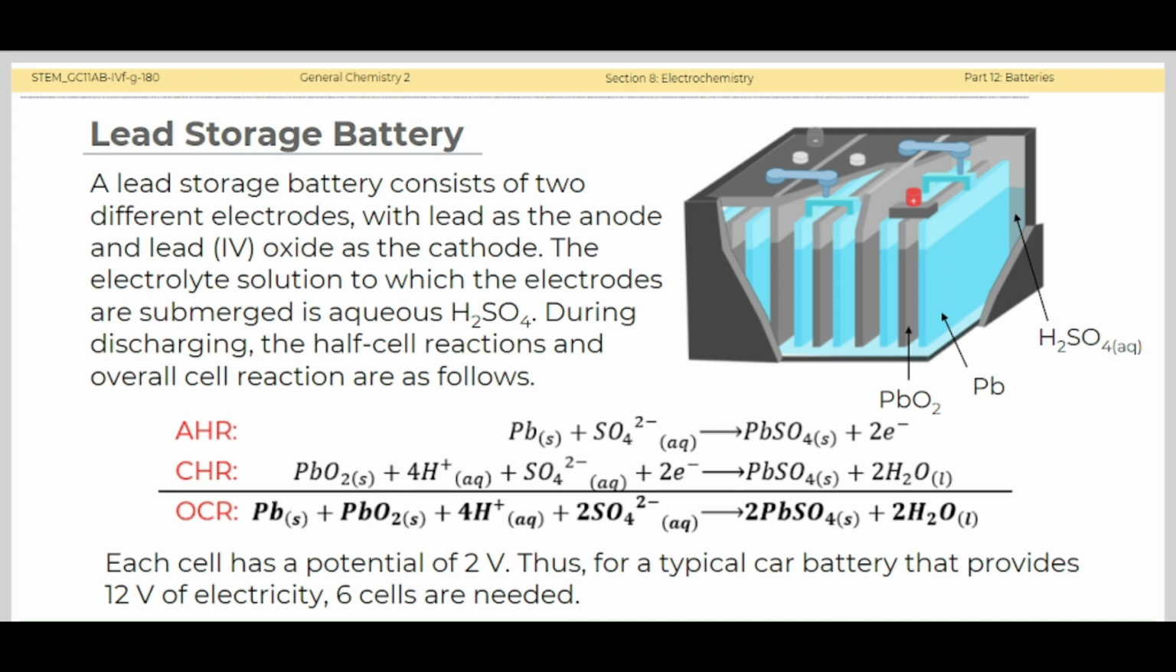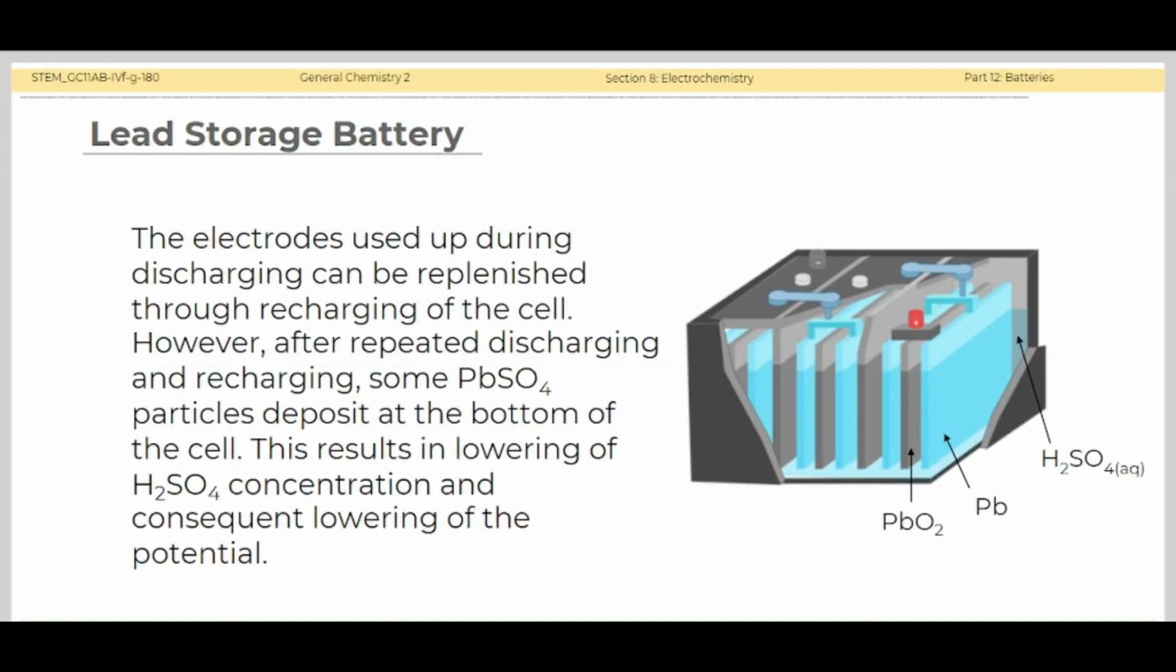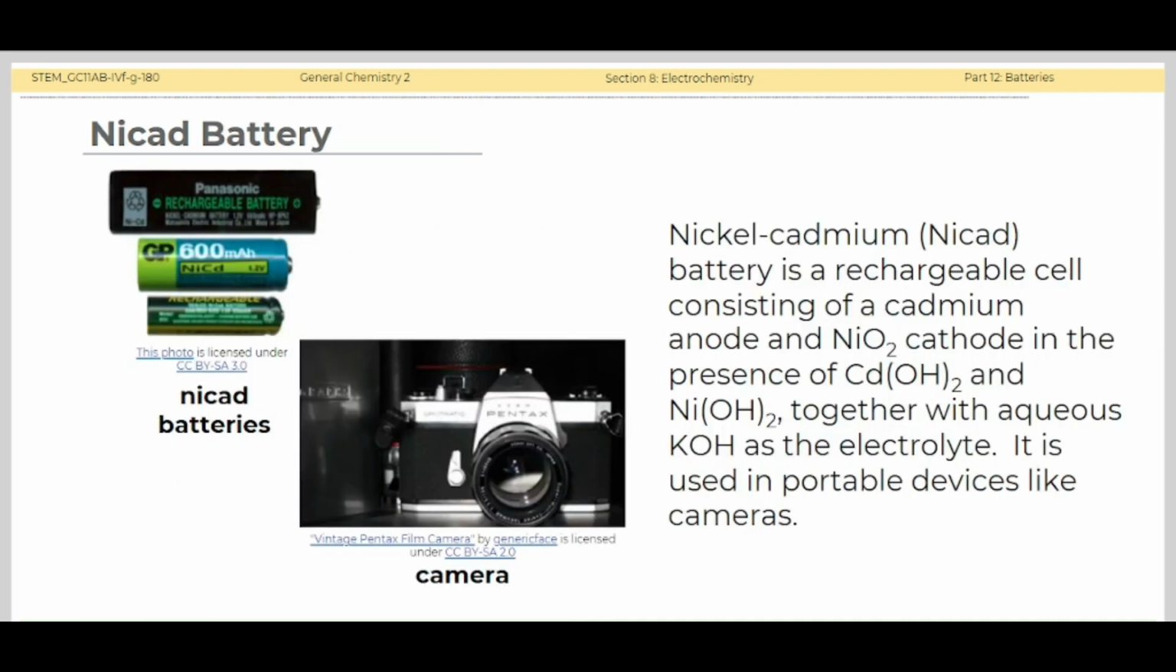thus for a typical car battery that provides 12 volts of electricity, 6 cells are needed. The electrodes used up during discharging can be replenished through recharging of the cell. However, after repeated discharging and recharging, some lead(II) sulfate particles deposit at the bottom of the cell. This results in lowering of sulfuric acid concentration and consequent lowering of the potential.